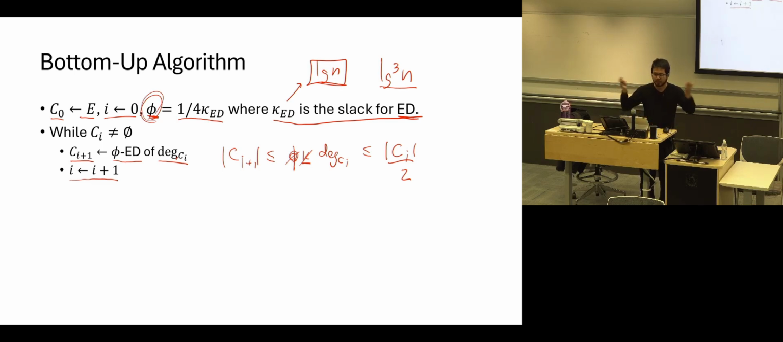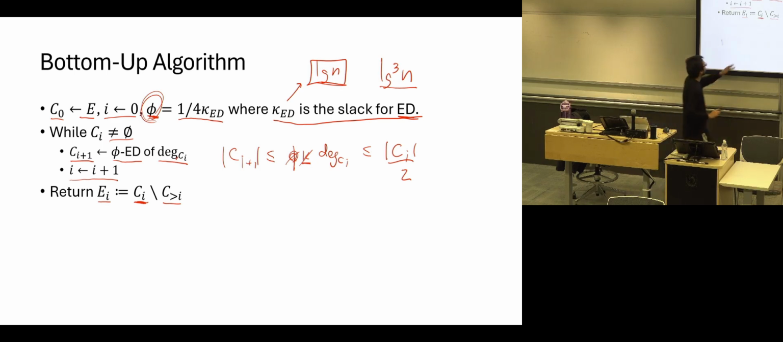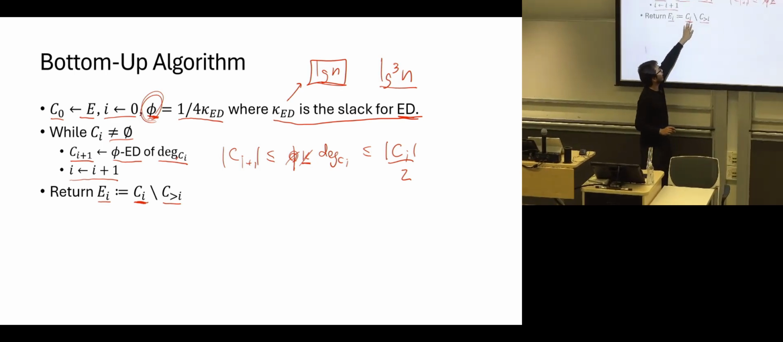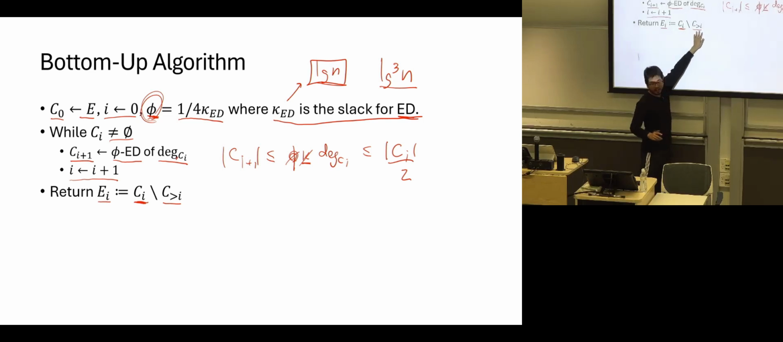So C_{i+1} can shrink at most log n times, and at some point it's going to be empty. That's it. Next, we just return E_i. What's E_i? E_i is just all the edges in C_i. Think of it like this: E_i is all edges in C_i that are not promoted to the next level.